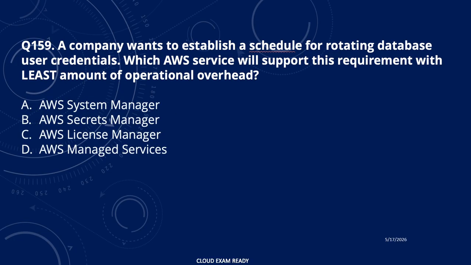Next, question number 159. A company wants to establish a schedule for rotating database user credentials. Which AWS service will support this requirement with the least amount of operational overhead? So the company wants to schedule rotating the database user credentials. For rotating credentials, AWS has a service called Secrets Manager. So the correct answer here will be option number B, which is AWS Secrets Manager. Systems Manager, License Manager, and Managed Services are not correct options.